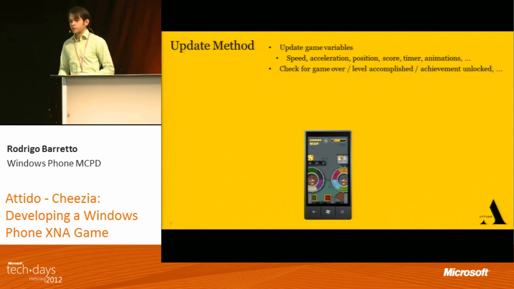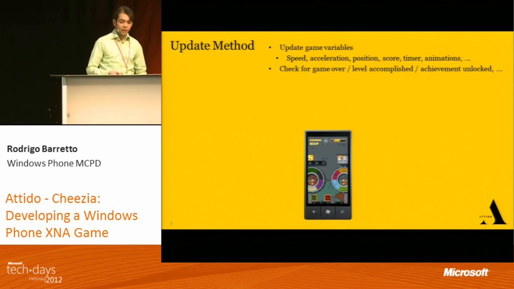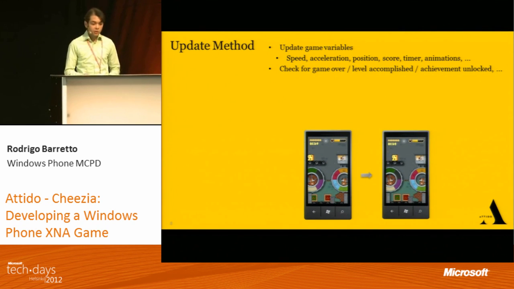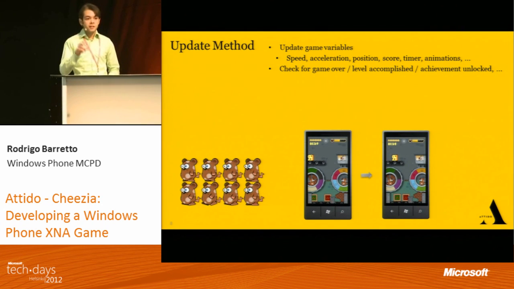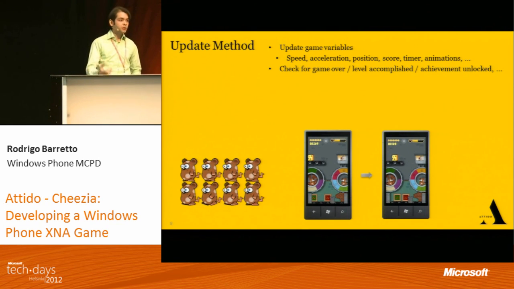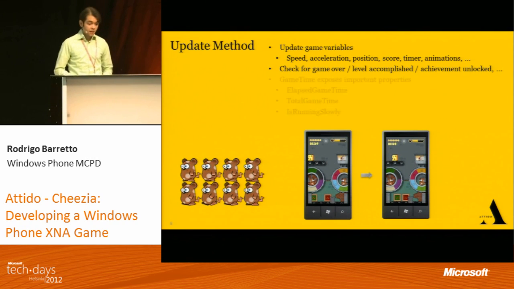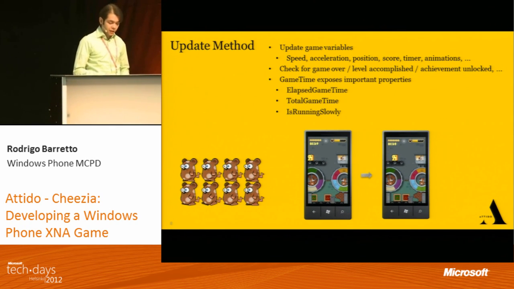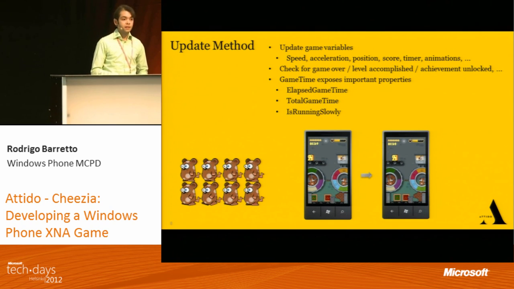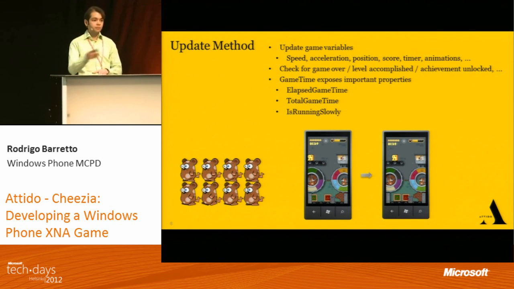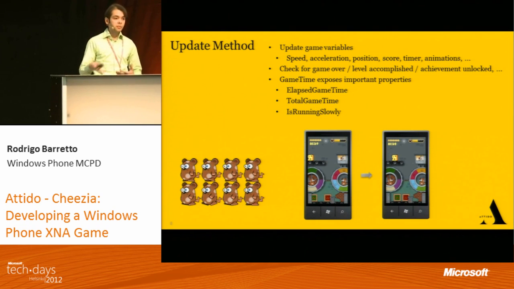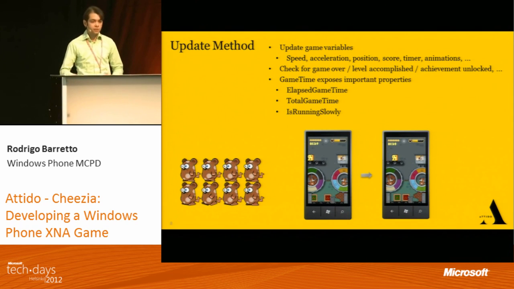Now, the update method is quite straightforward. That's basically where you're going to update all of your game variables: your speed, your acceleration, the position of your player, the score, the timer. That's also where you're going to switch to the next frame of the sprite sheet of your animation, just so that you give the players the illusion that your characters are alive. And for that, it's very advisable to use the GameTime class, just so that you know how long it's been in between frame updates, because you don't want to make your character go really fast when changing the frames.